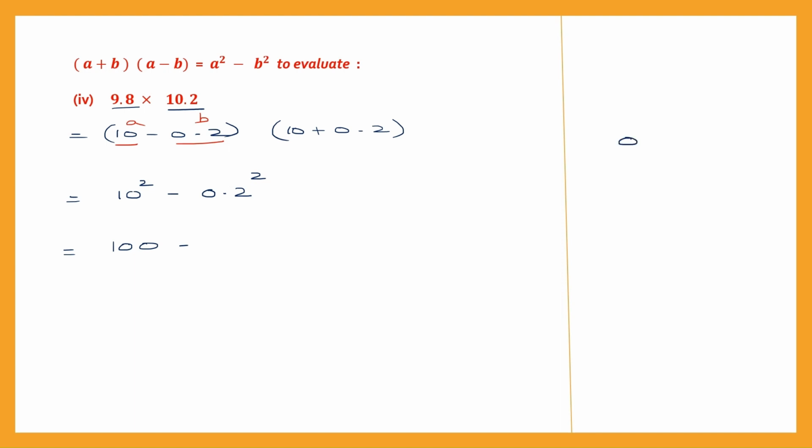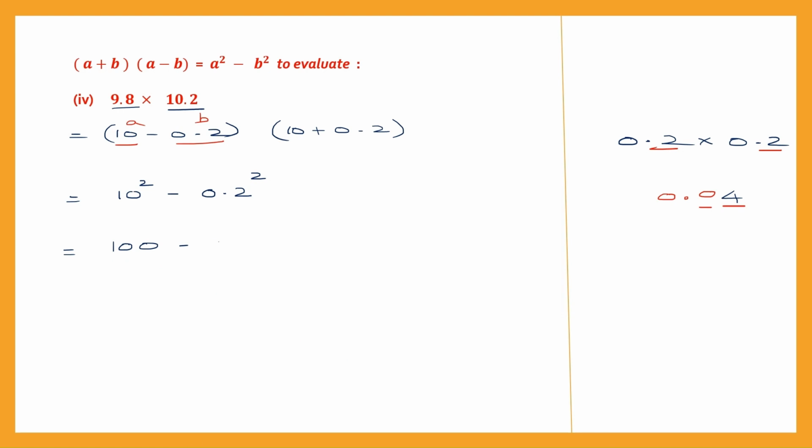Let's work that out to make it easier for you. 0.2 into 0.2. Ignore the point and multiply. 2 2s are 4. Now see the number of decimal places. There's one place here and one place here. Your answer also should have two places. There's one more, and then the point. That means here we will have a 0. So 0.04. Now we have to subtract 0.04 from 100.